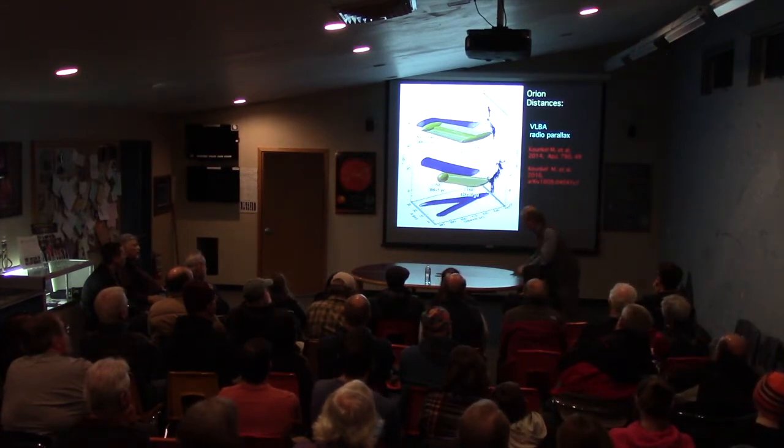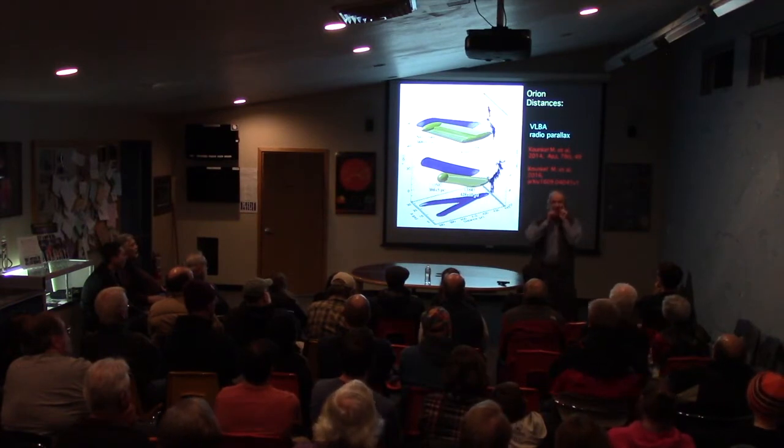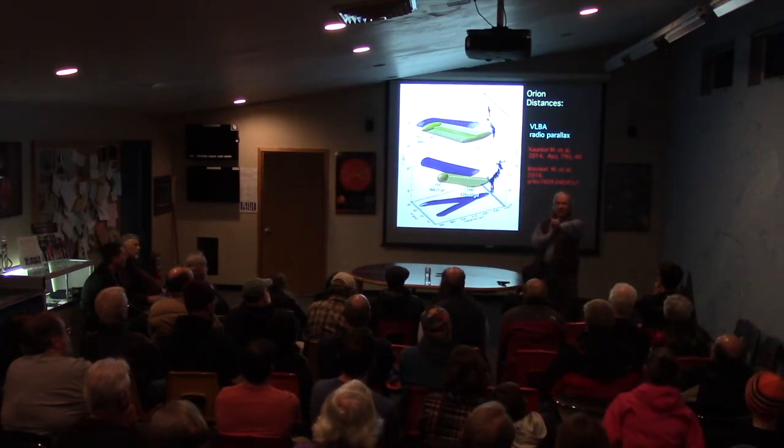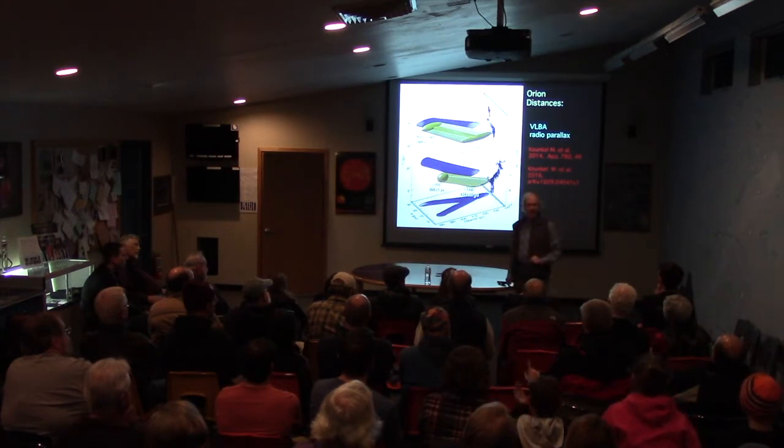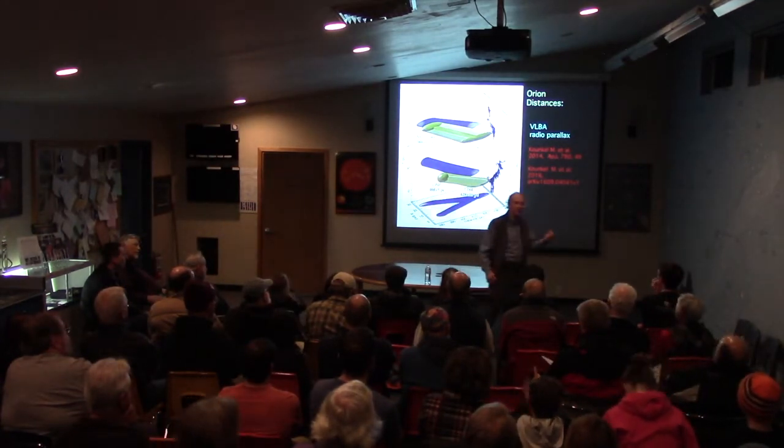It's the same effect as you have with two eyes in your head. If I hold up my finger and I cover up one eye, my finger is to the right. If I view that finger from my other eye, it shifts to the left. That same effect can be used to measure distances of stars.